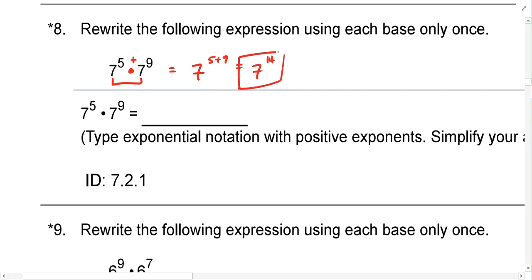Now we could reach for a calculator and evaluate 7 to the 14th power, but the instructions in MathXL do say to write our answer in exponential notation with positive exponents. So I do believe this is the result that they're looking for on MathXL.